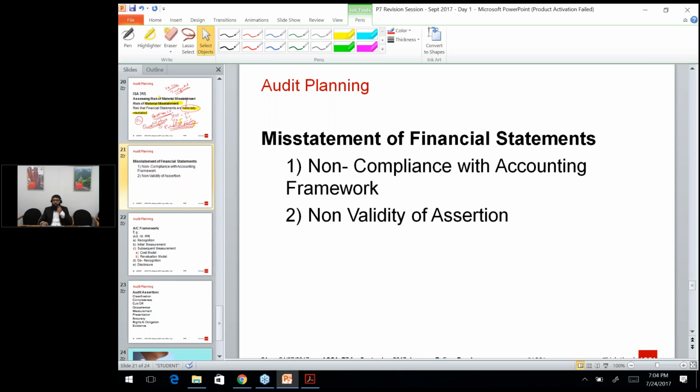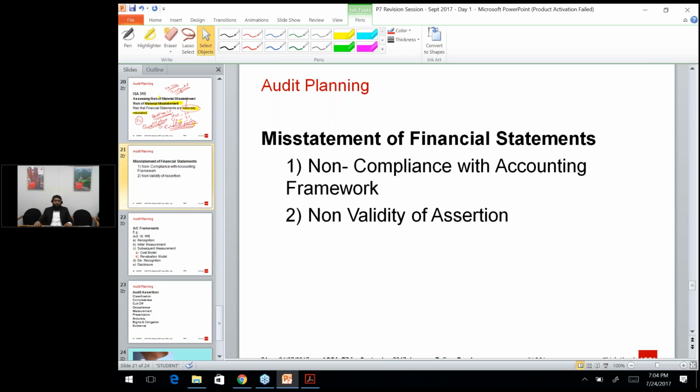Misstatement can be understood very easily. A misstatement is either, number one, when the financial statements are not prepared in accordance with the applicable accounting framework, and number two, non-validity of assertion. Now, what do we mean by non-compliance with the accounting framework or non-validity of assertion?